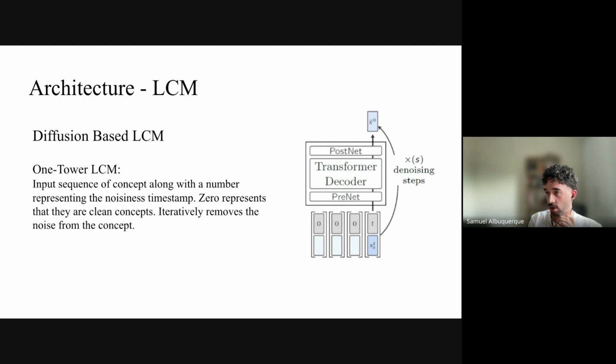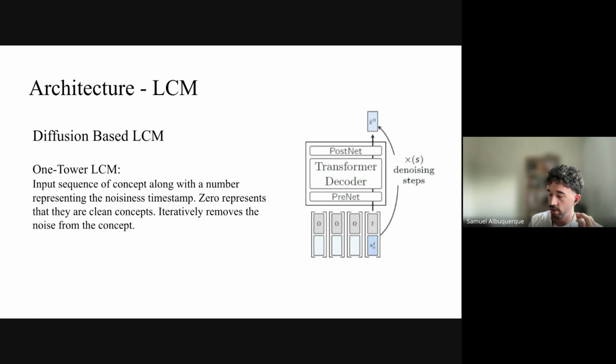The first one is called one-tower LCM, which you have here. The zero here indicates that these concepts are clean, there's no noise. And then you have this noisy concept here at T. So you pass this to a transformer decoder, and then you denoise this in steps, giving this previous concept here. And then you get your denoiser output here.